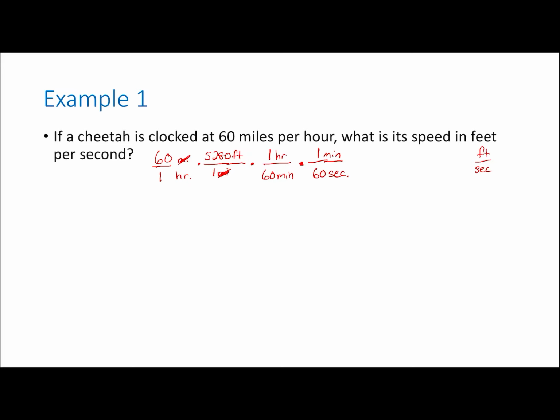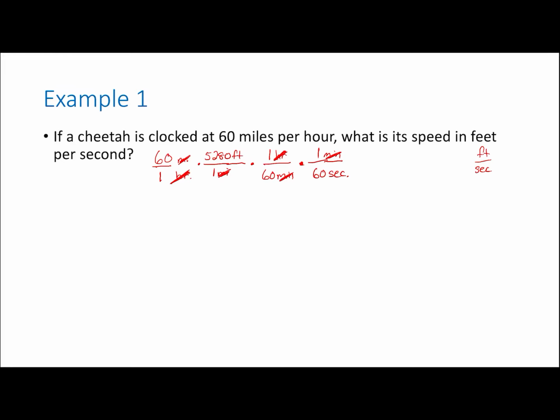And again, what's happening there is the hour we had on the bottom at the beginning would cancel this hour, and this minute value cancels that minute. And so now you'll notice on top we have feet, and on the bottom we have seconds. And so we just need to do some multiplying. Again, you can use your calculator to do this without a problem.